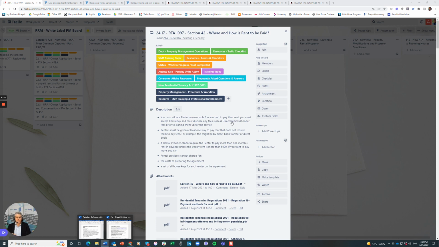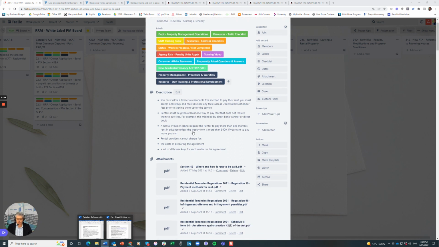So you can offer them a whole range of different options to pay their rent, but you need to make sure that there is at least one fee-free method. Renters must be given at least one way to pay their rent that does not require them to pay fees, as I just explained. And then of course we've got rental payments on rent more than or less than $900, with regards to what you're paying in advance.